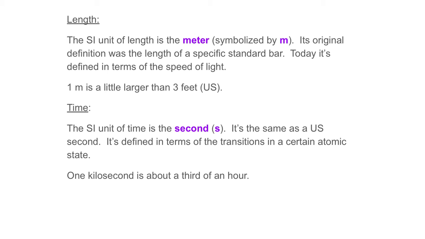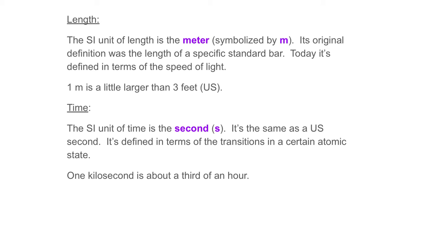The SI unit of time is the second, symbolized by the letter s. It's exactly the same as the US second. Originally it was defined by the motion of a pendulum and then a bunch of different things. It's currently defined in terms of transitions of a certain atomic state, I believe in cesium, where they measure the frequency at which the state oscillates in a certain magnetic field. A kilosecond is about a third of an hour. People don't tend to use kiloseconds or megaseconds.